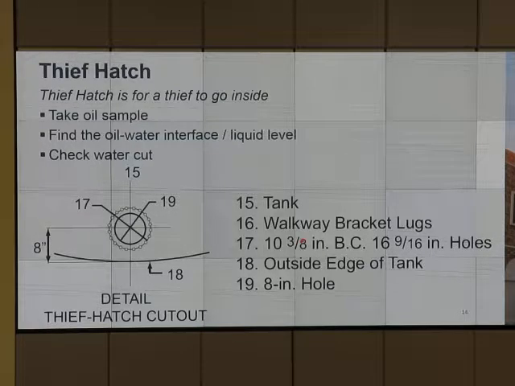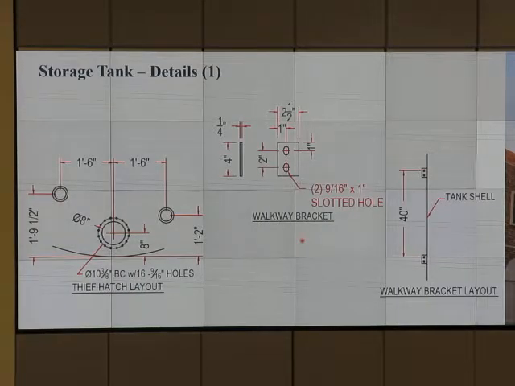Dip hatch. A dip hatch is an opening on the top that you can use to take an oil sample, find the oil water interface and liquid level, and check water cut. You put some kind of container, called a dip, in and take it out. Who did that before? You did that? Is it fun? How does it smell? It's not good. If you smell something, it's not good.